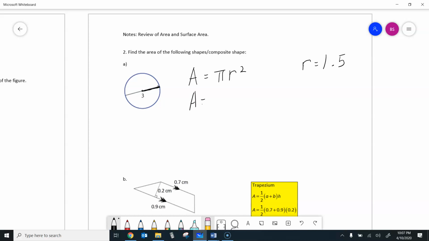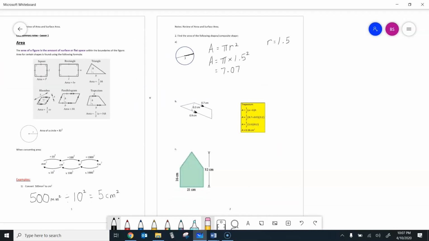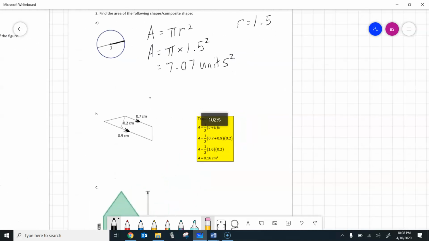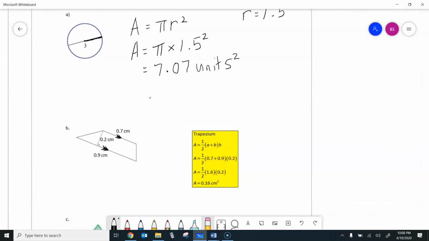So we just put that into the formula, pi times 1.5 squared. And you put that in your calculator, and you get 7.07. We're just going to answer these to 2 decimal places. Now, for area, you should always put units. So in this case, it doesn't say what unit it is. It doesn't say it's centimeters or meters, etc. So I'm just going to write units squared, because it doesn't tell me what particular units there are. So area, the units are always squared.